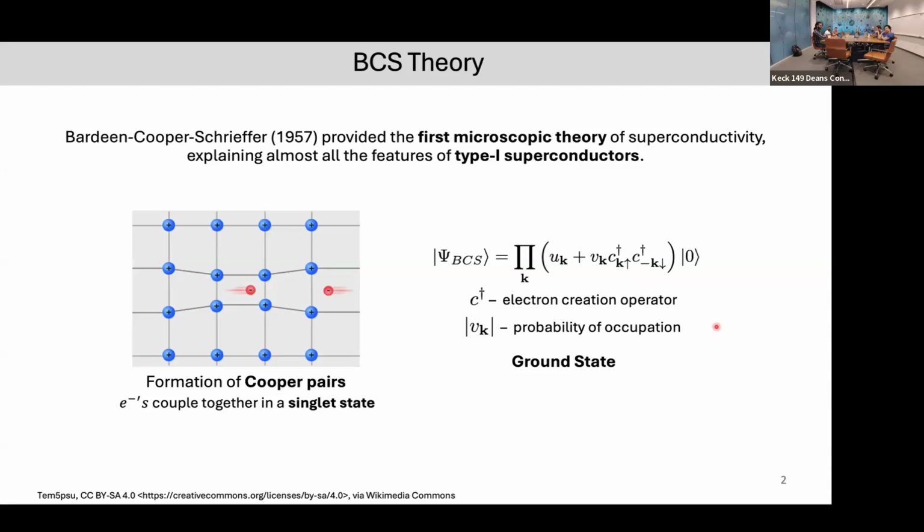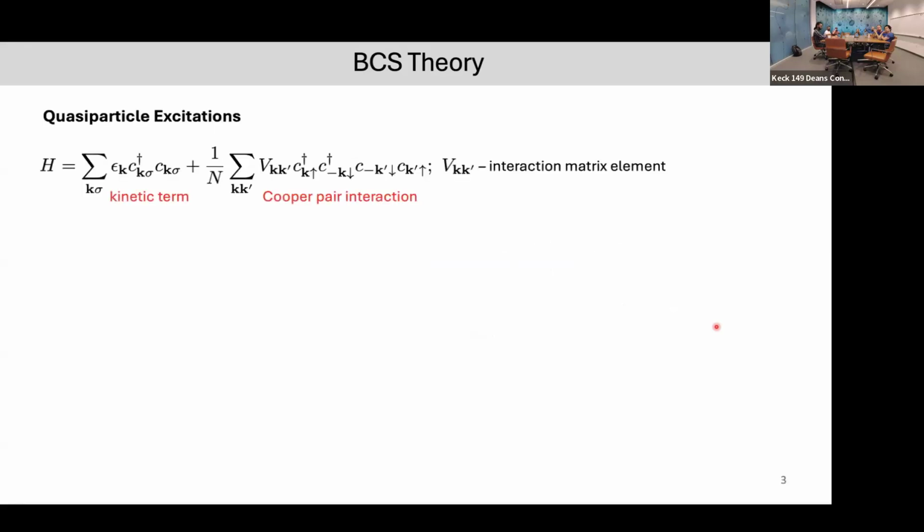But if we want to study the excitations involved in a superconductor, we need to take a deeper look into the Hamiltonian. And here is the exact Hamiltonian for the system, where the first part is the kinetic terms of the constituent electrons involved in this. And the second term gives you the Cooper pair interaction between Cooper pairs of different momentum values, where V_kk' is the interaction matrix element when expressed in the basis of Cooper pairs.